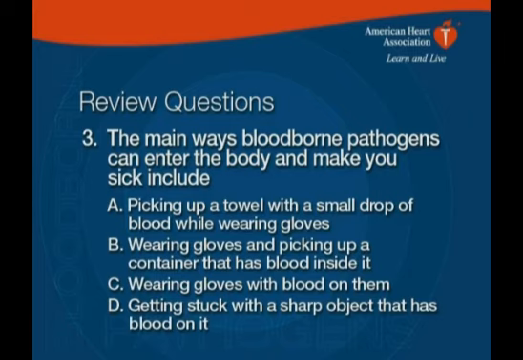The main ways bloodborne pathogens can enter the body and make you sick include: A. Picking up a towel with a small drop of blood while wearing gloves. B. Wearing gloves and picking up a container that has blood inside it. C. Wearing gloves with blood on them. Or D. Getting stuck with a sharp object that has blood on it.